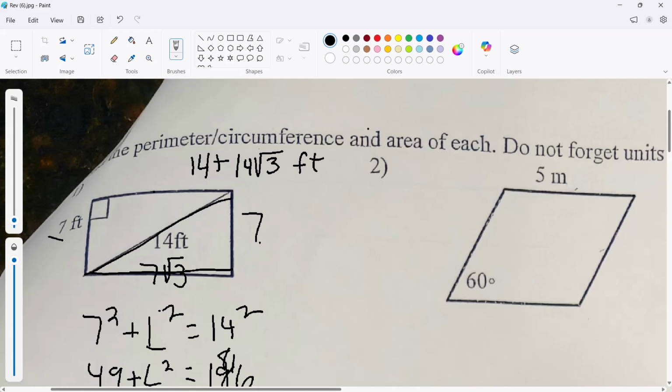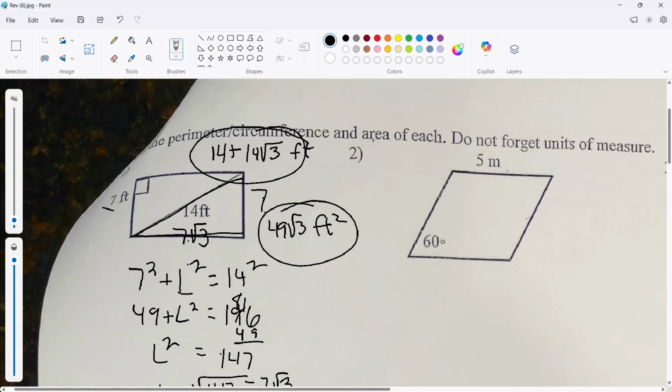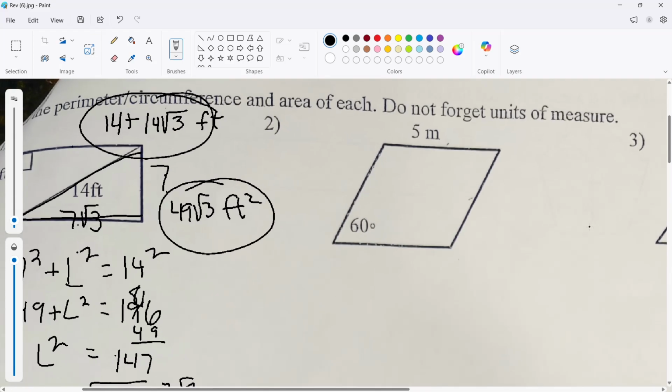If you have a calculator on the test, do it in the calculator. The area is going to be 7 times 7 square root of 3, 49 square root of 3 square feet, or square foots, if you want to say it that way. So those are the areas. That's the perimeter and the area. Feet and feet squared. All right, this looks like a rhombus.